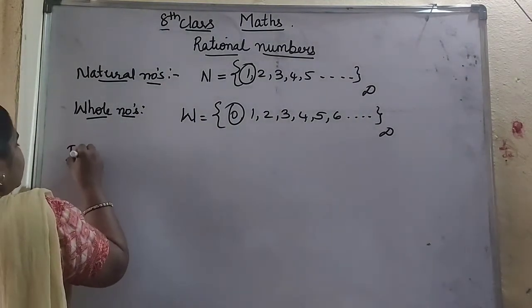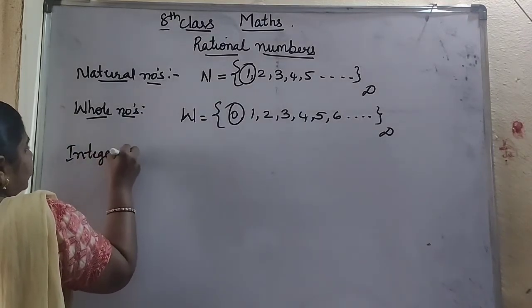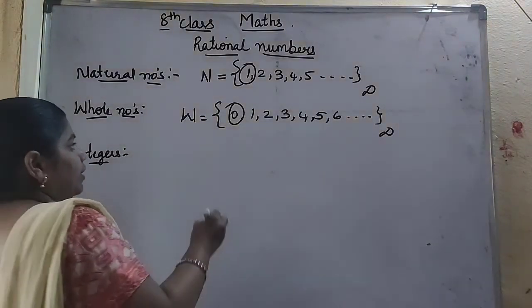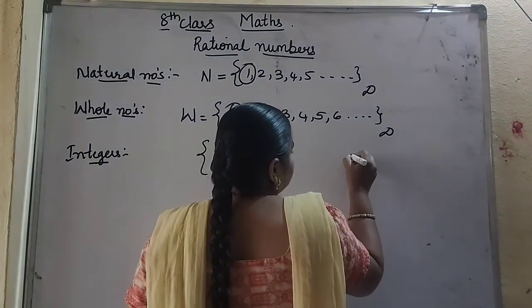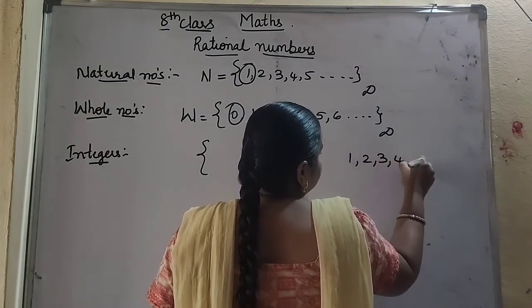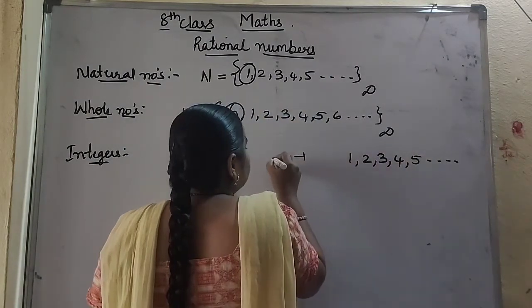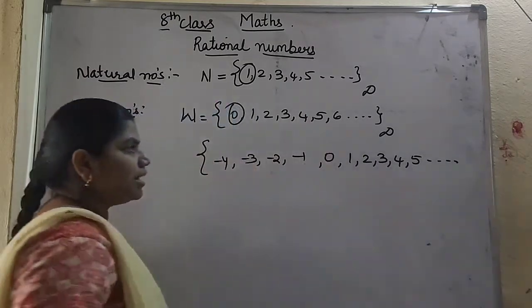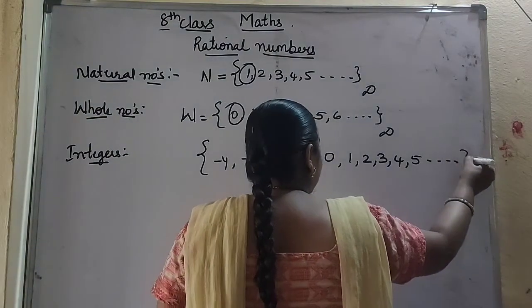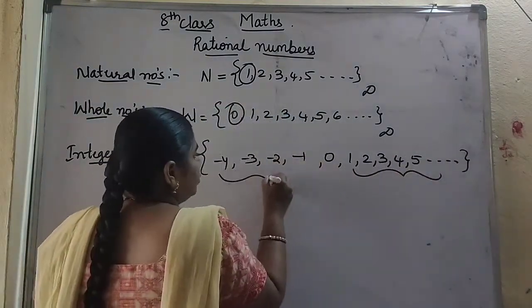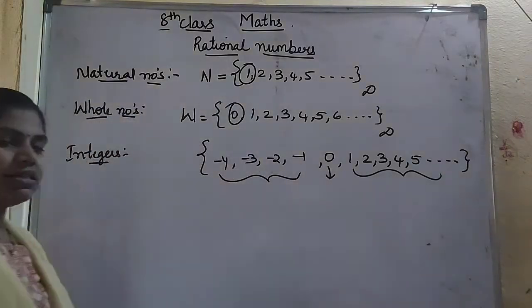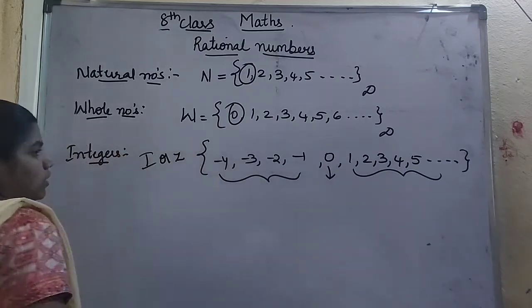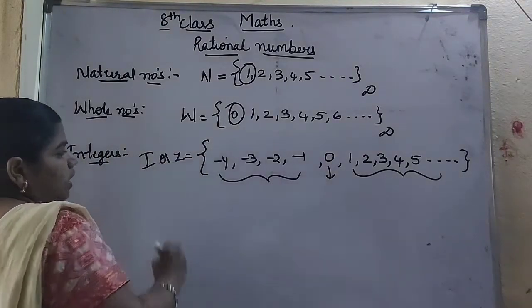In further classes, in 7th class, you already learned about integers, the first chapter of your textbook. What are integers? We know that integers are all the positive numbers, negative numbers, along with 0. We denote the integers with I or Z.